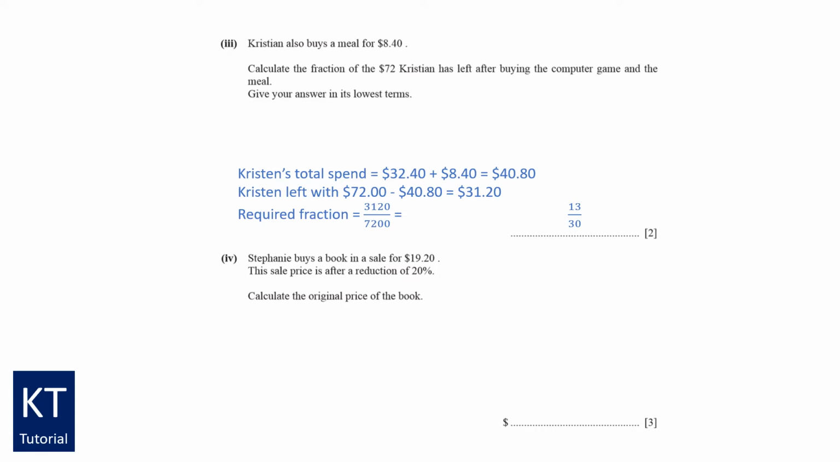Next, Stephanie buys a book in a sale for $19.20. This sale price is after a reduction of 20%. Calculate the original price of the book. A reduction of 20% is synonymous with the purchase being made at 80% of the original price. Hence, the original price can be calculated by taking the value in dollars divided by 80%.